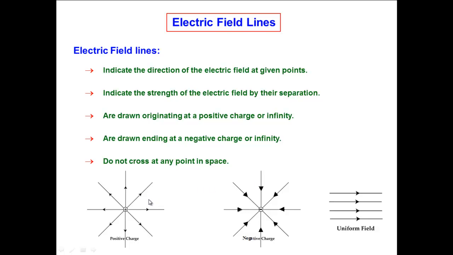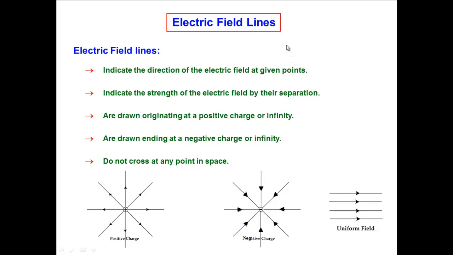One shows electric field lines for a positive point charge, the second shows electric field lines for a negative point charge, and the third doesn't show a charge but shows parallel field lines. And this is the right way to draw uniform electric field lines that correspond to an electric field that has the same value and direction everywhere in space. So how do we draw these diagrams?